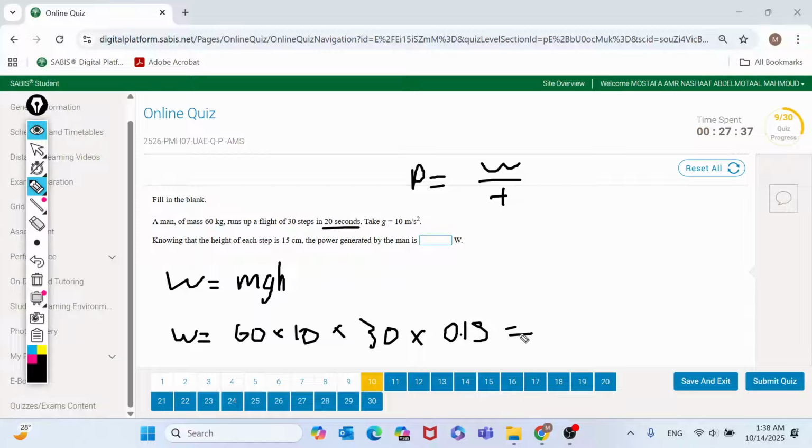let me do it on my calculator. Give me 2 seconds. 60 times 10 times 30 times 0.15. You're going to get 2,700, and that's the work. And power is work over time, so the time is 20 seconds. You get 135. And the answer is 135.